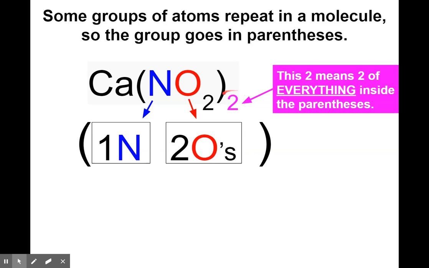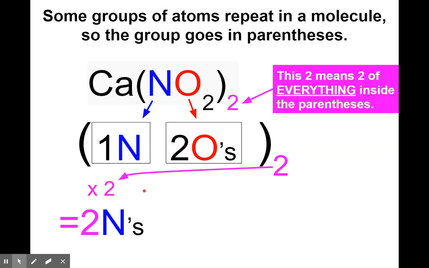But this 2 here means everything inside the parentheses gets multiplied by 2. So let's do that. So there's the 2. And first we're going to take this over here and multiply this N by 2. That's what this is saying. 1 N inside times this 2 on the outside gives you 2 N's. All right, now let's do it with the O's. If we have two O's inside, multiply them by 2, and you get 4 O's.